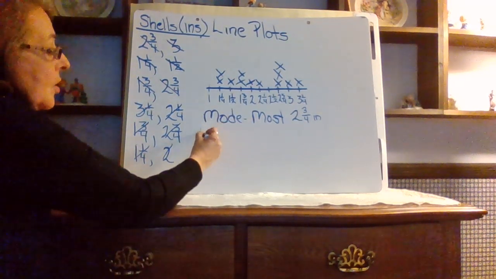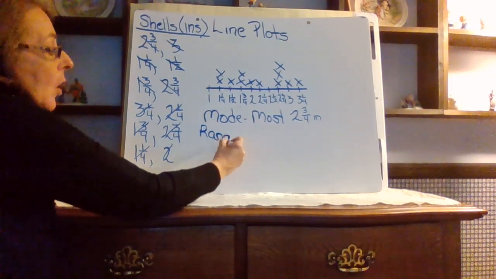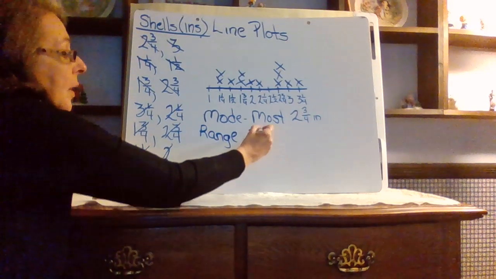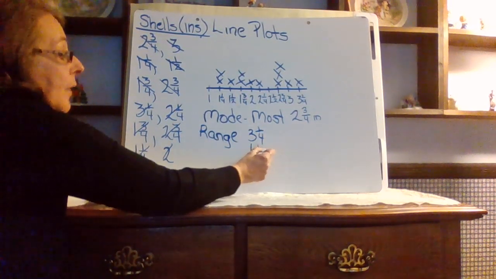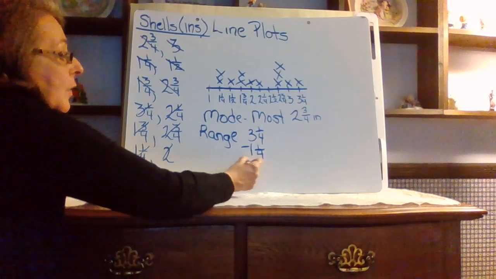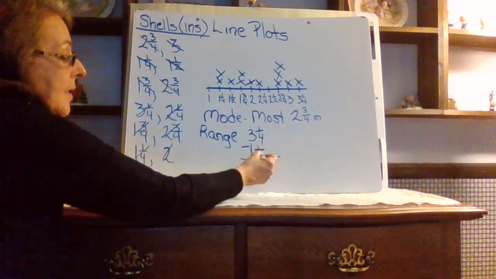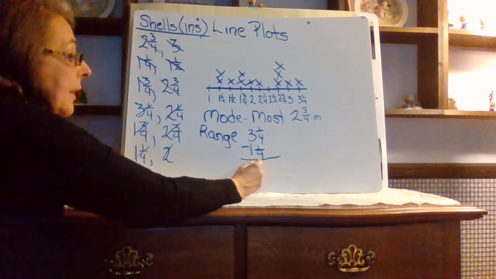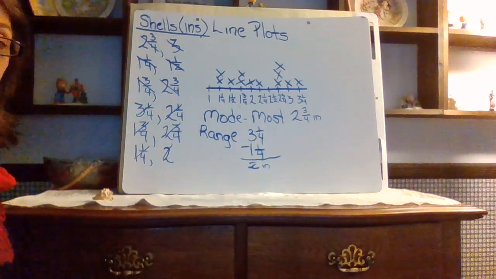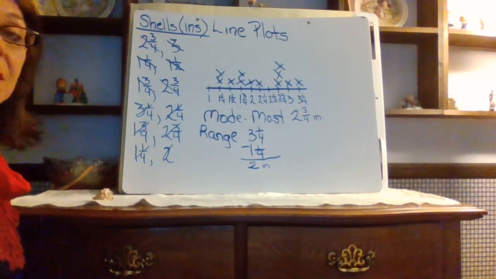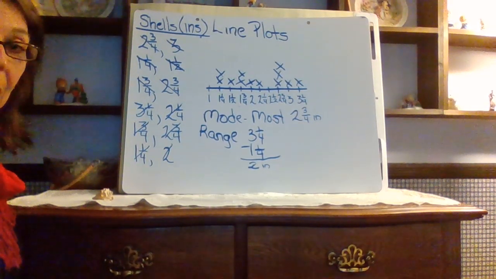So my range is going to be the difference between my longest shell, which is 3¼ inches, and my shortest shell, I happen to have 2 of them, which is 1¼ inches. And we know difference is subtracting. So when I subtract my mixed numbers, I get a range of 2 inches. Okay, so that's some conclusions that you can draw from the data that you've plotted on your line plot.